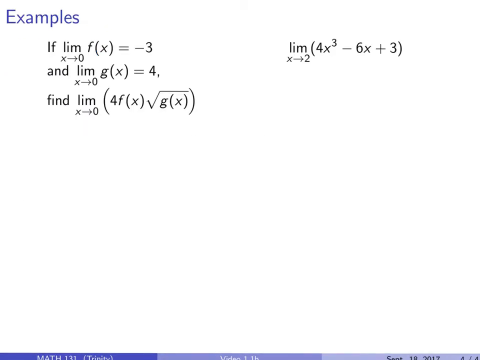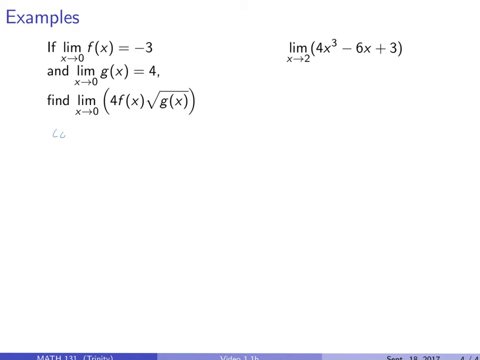Let's do a couple more examples that apply these new limit rules that we've learned. In the first example, we're given that the limit as x approaches 0 of f of x equals -3, and that the limit as x approaches 0 of g of x equals 4, and we want to find the limit as x approaches 0 of the function 4 times f of x times the square root of g of x.